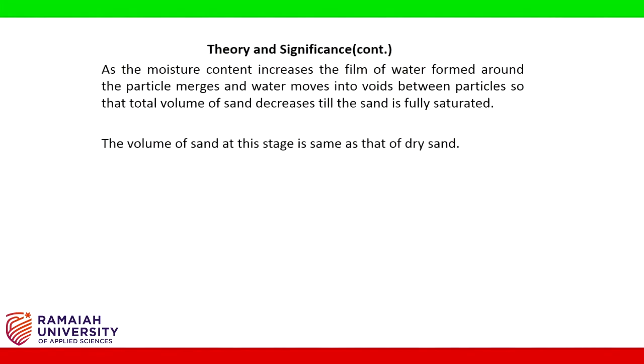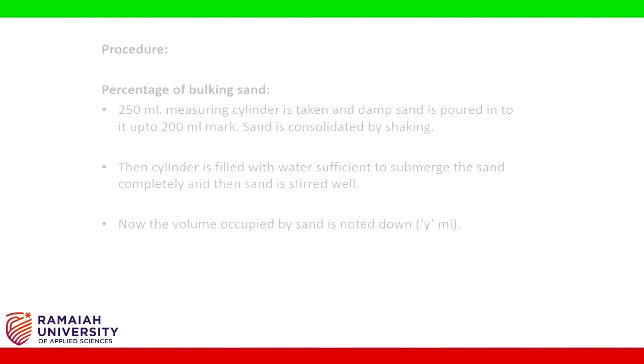As the moisture content increases, the film of water formed around the particle merges and water moves into voids between particles, so that total volume of sand decreases till the sand is fully saturated. The volume of sand at this stage is same as that of dry sand.